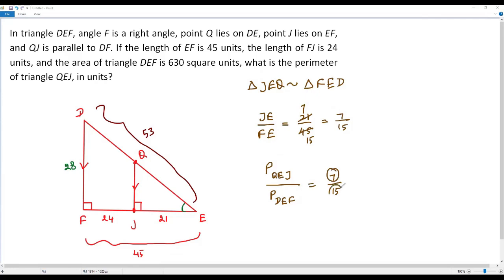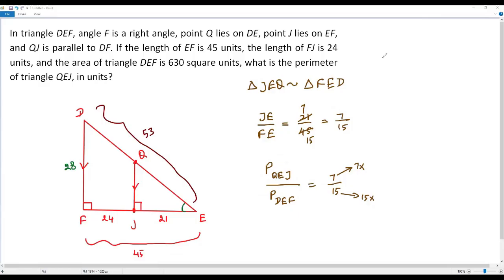Okay, from the terms of the ratio over here, if I want to get the perimeters of the two triangles, I have to multiply both the terms by the same non-zero number, say x. That is, when I multiply this 7 by x, I'm getting 7x, and here when I multiply this 15 by x, I'm getting 15x. This 7x represents the perimeter of the smaller right triangle QEJ, and this 15x represents the perimeter of the bigger right triangle DEF.